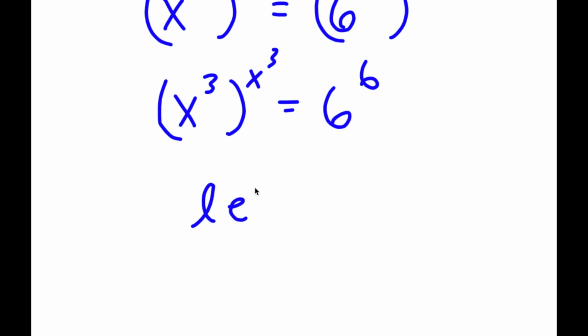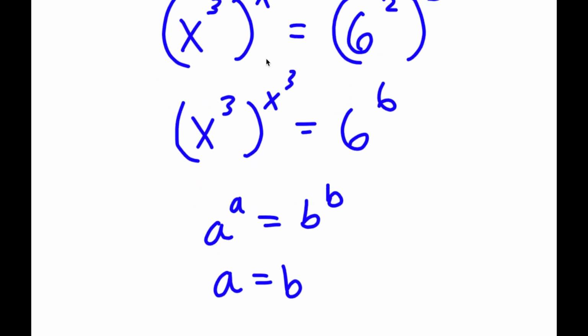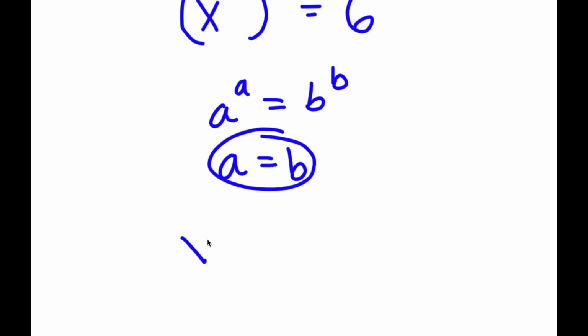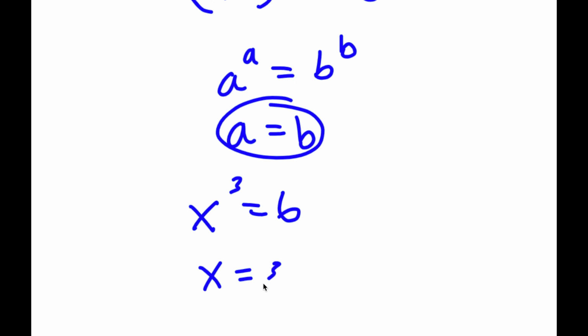Now if I have something in the form a to the power of a is equal to b to the power of b, this means that a is equal to b. So in this case, a is x to the power of 3, so I have x to the power of 3 to the power of x to the power of 3, a to the power of a, is equal to b is 6, so 6 to the power of 6. So in this case, a is equal to b, so x to the power of 3 is equal to 6, meaning x is equal to the cube root of 6.